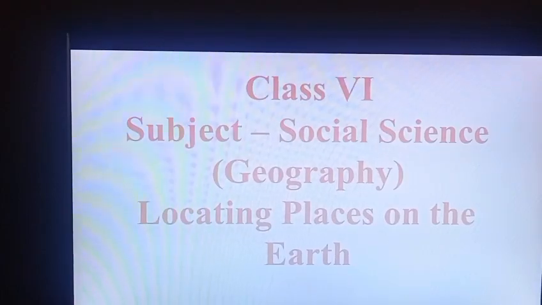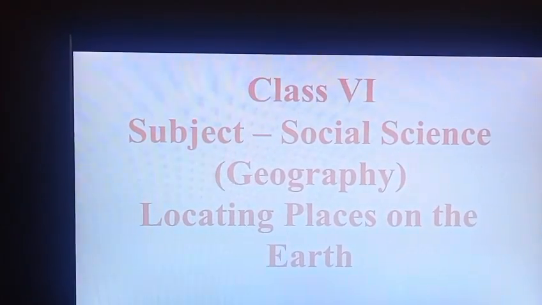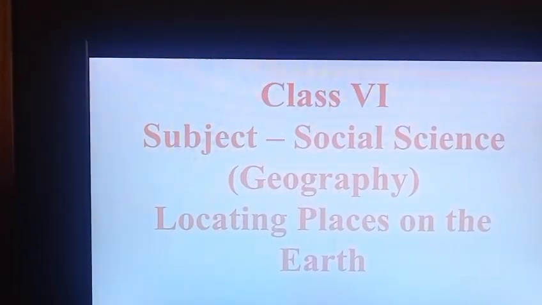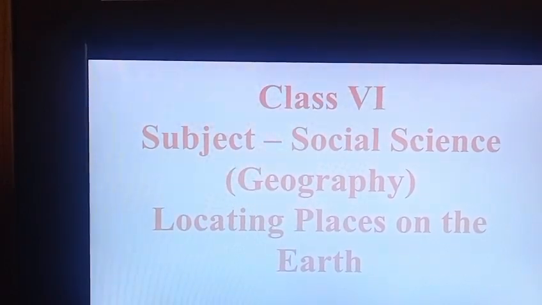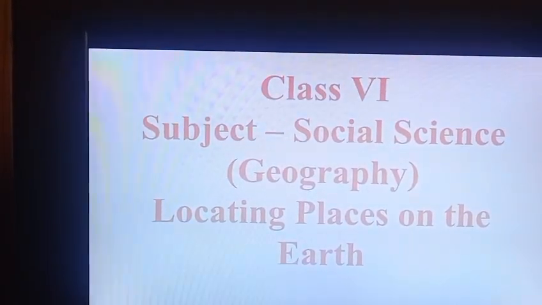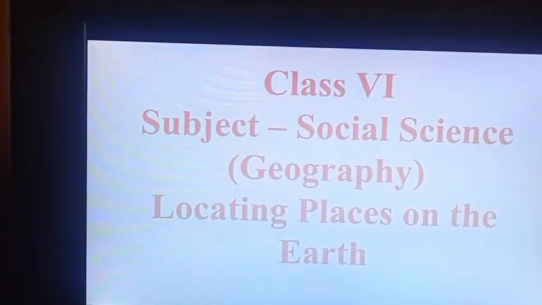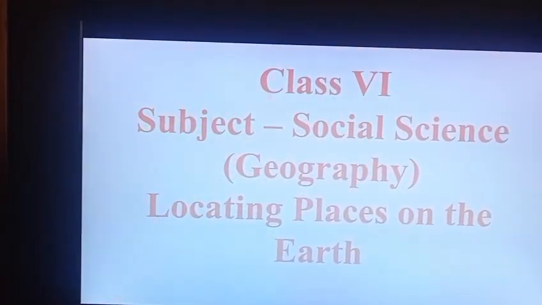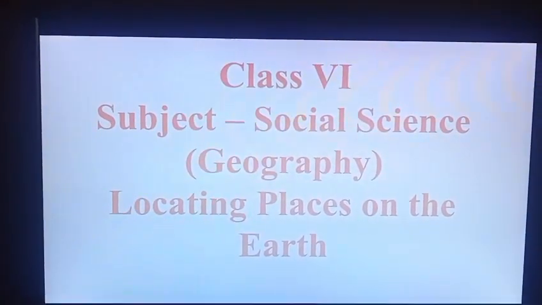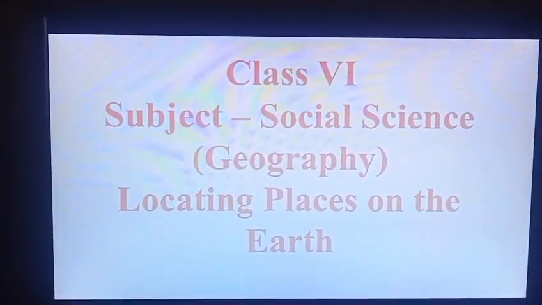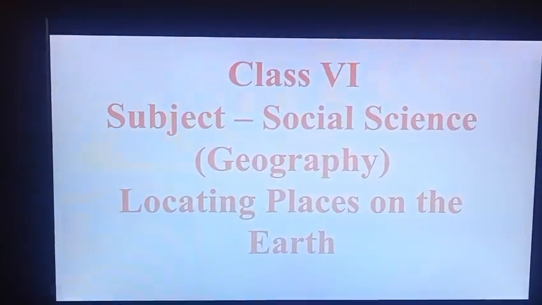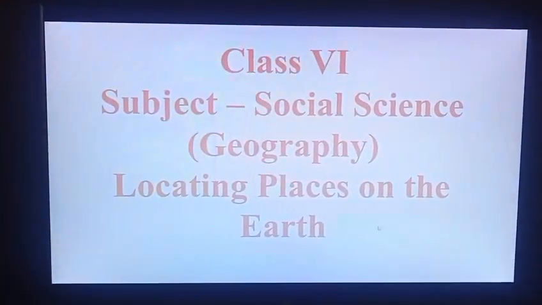It's from class 6 and the subject is Social Science Geography. The chapter name is Locating Places on the Earth. That means any kind of place where you are living on the earth, we can locate with the help of some coordinates or some different things. So that is the content of the chapter.